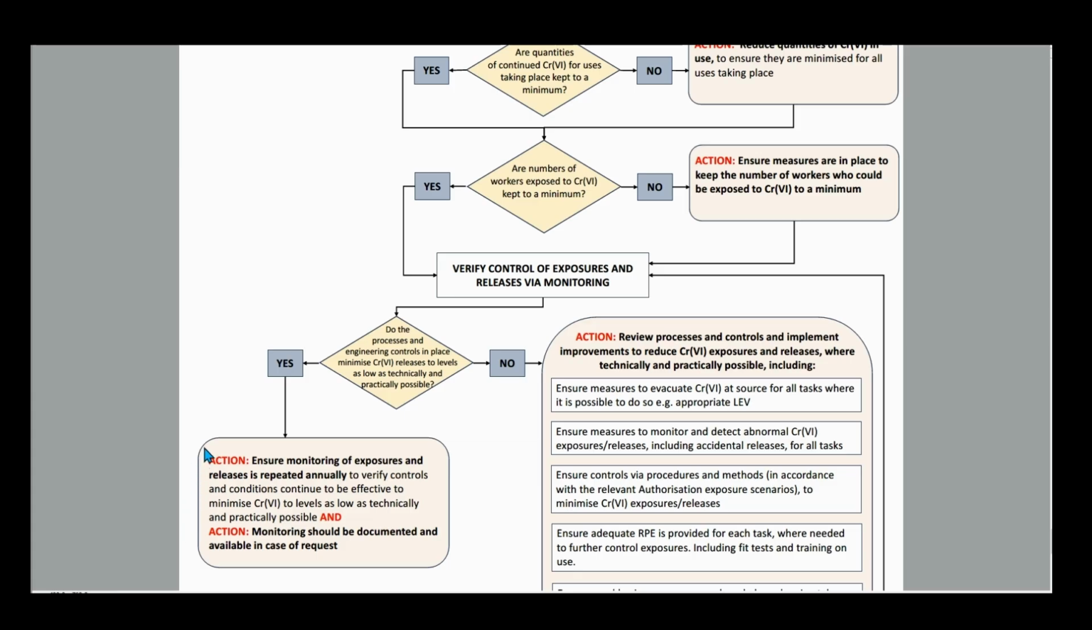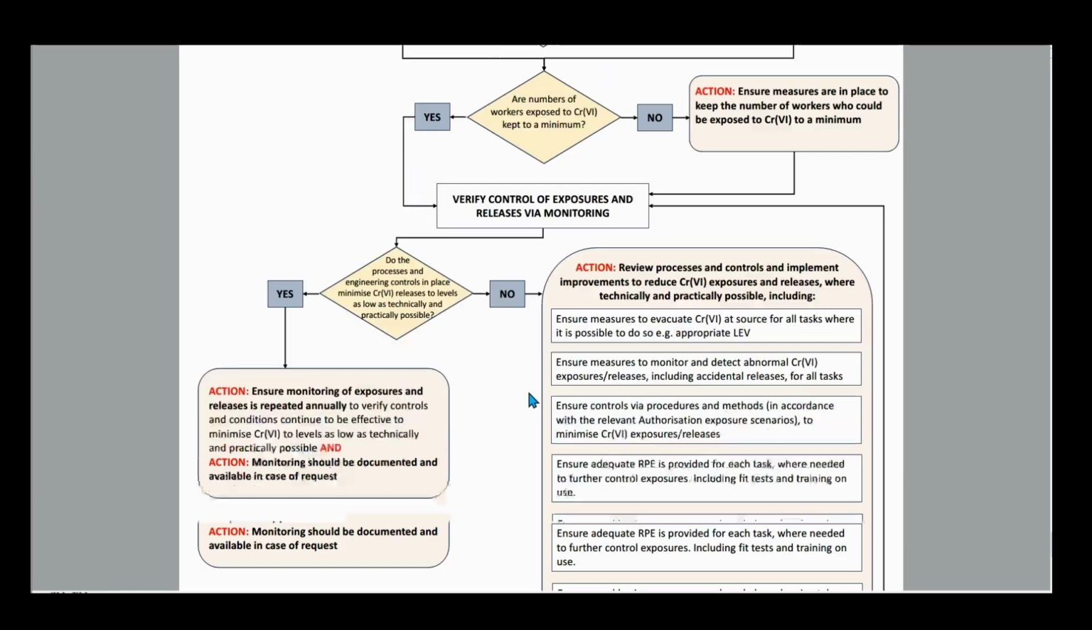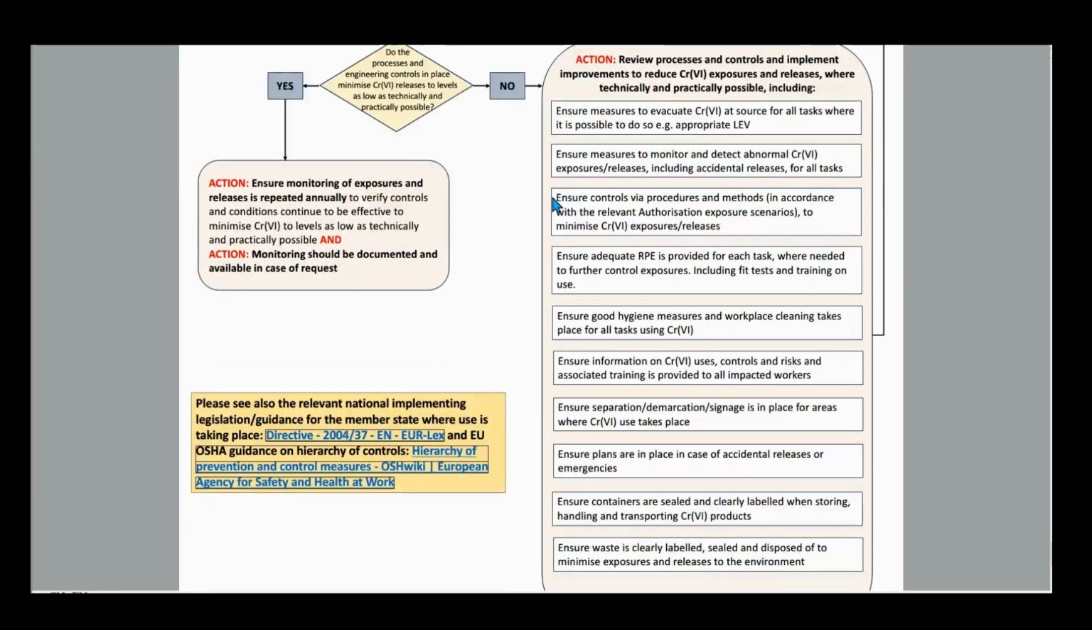If your answer is no, you have to review the processes and controls and implement improvements to reduce hexavalent chromium exposures and releases. A non-exhaustive list of measures to be taken where technically and practically possible is shown in the flowchart. For example, ensure good hygiene measures and workplace cleaning takes place for all tasks using hexavalent chromium.